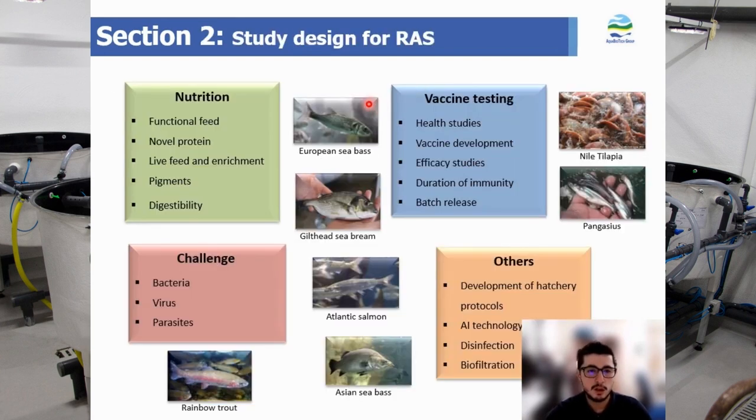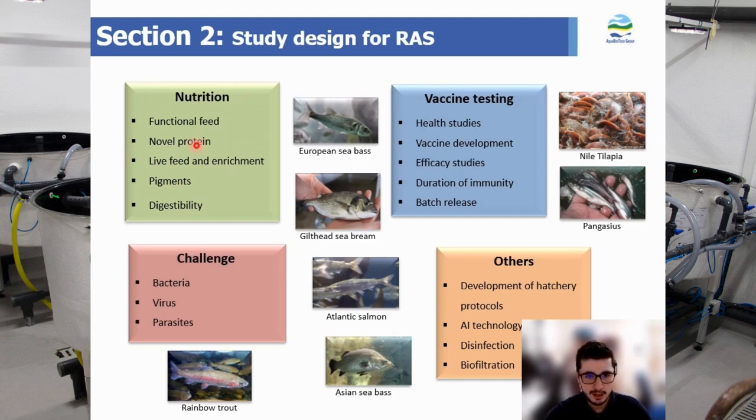Now, let's talk about section 2 and study design. As I said before, this is a more scientific part and is meant to show what are the most common categories of studies that can be conducted in a RAS experimental facility. As you can see, each block consists of different types of studies that can be performed.